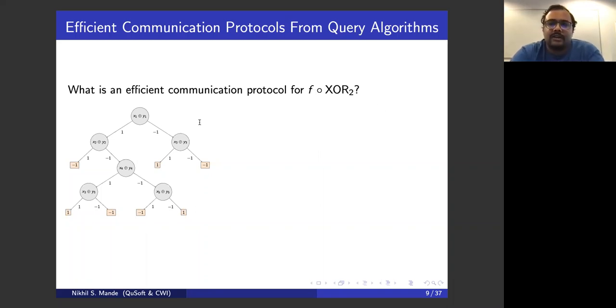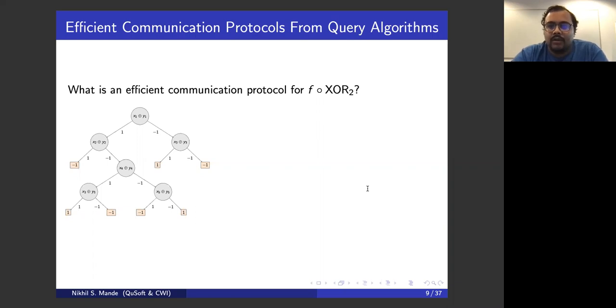Now we're going to construct an efficient decision tree for f composed with XOR, and Alice and Bob are jointly going to simulate this in the communication world. So instead of Z1, we're going to query the value of X1 XOR Y1, because Z1 is exactly replaced by X1 XOR Y1. And just continue in the same way for all the nodes. It's not hard to check that this is a valid decision tree for f composed with XOR.